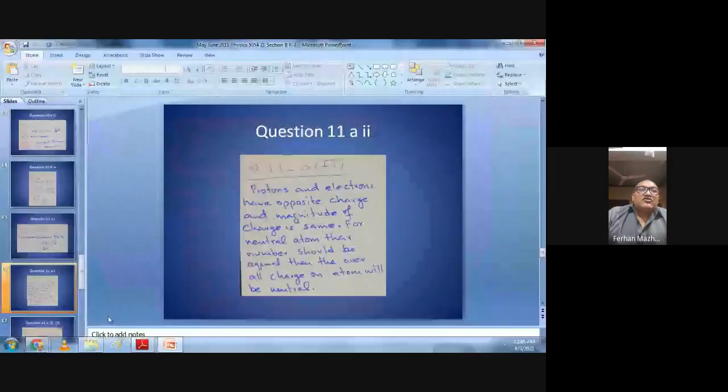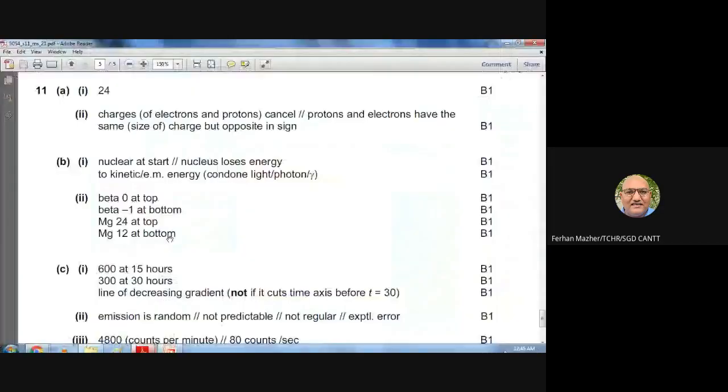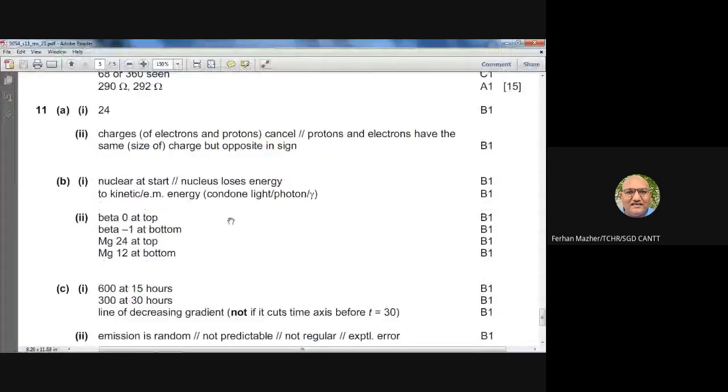So let's check the marking scheme. What the marking scheme says: charges of electrons and protons cancel. Protons and electrons have the same size of charge, but opposite in sign. So it's a 2-mark question. By looking at the marking scheme and by looking at the answer I have written, I hope that you will be able to write these answers. So let's move to the next question.